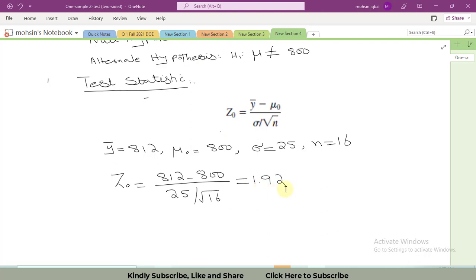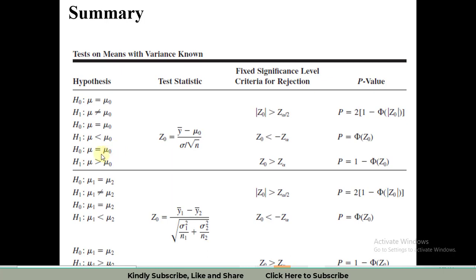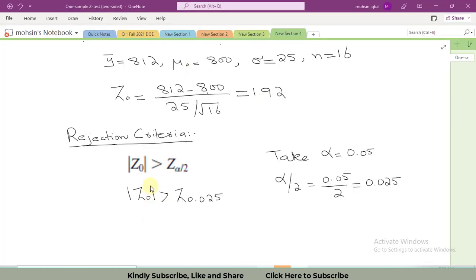The next step is to state the rejection criteria and the computation of z alpha. The rejection criteria associated with a two-sided hypothesis is the absolute value of z0. If the absolute value of z0 is greater than z alpha by 2, then we will reject the null hypothesis. So I copied the rejection criteria from that slide.